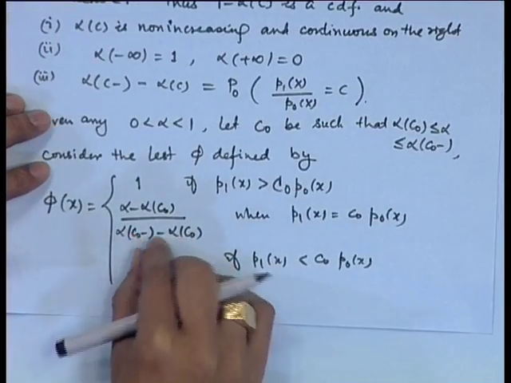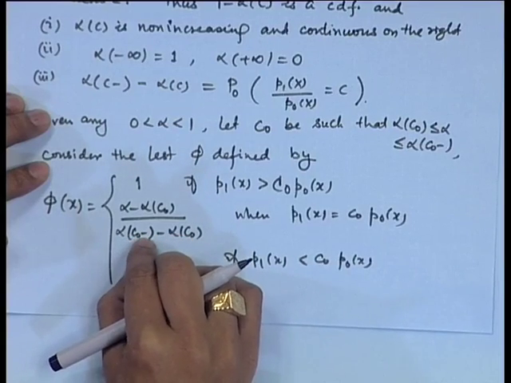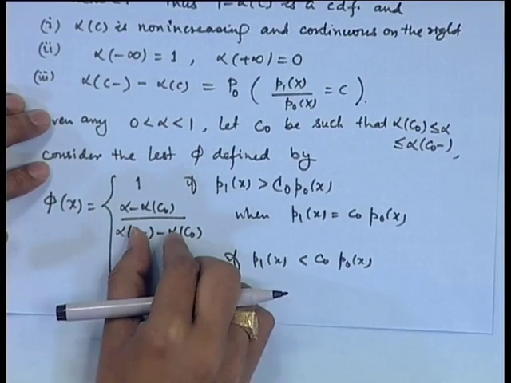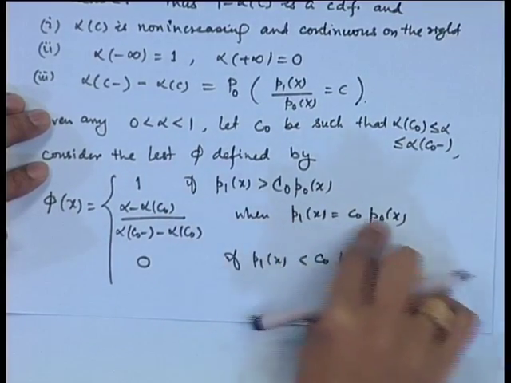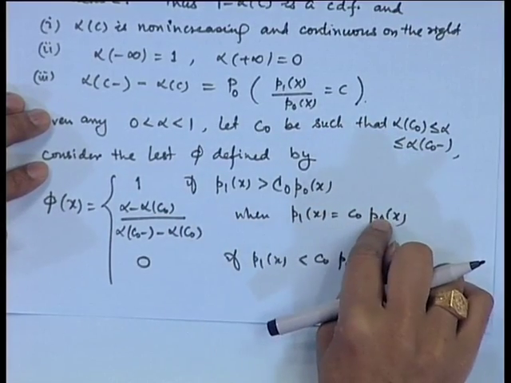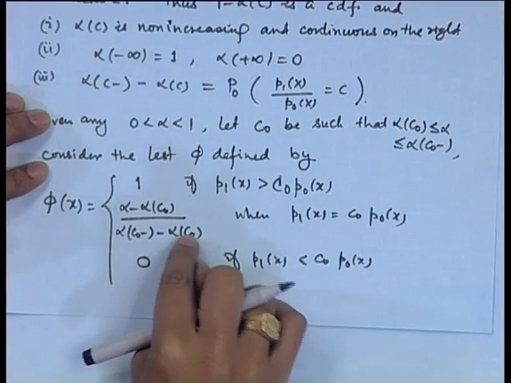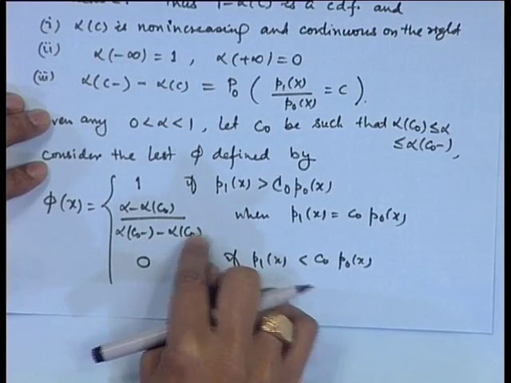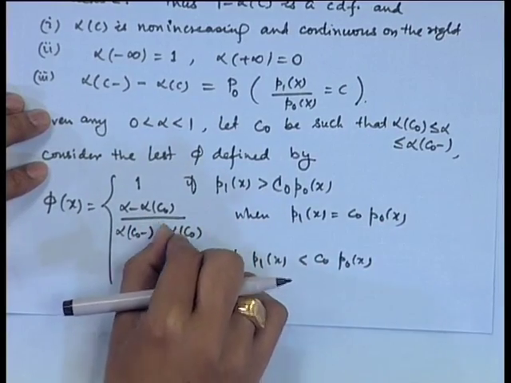So, and of course, as I mentioned, this is meaningful only when alpha C naught is not equal to alpha C naught minus, because if it is a continuous distribution, this will be 0. So, you do not need to define this thing, that means, this is not useful, because the probability of this event will be actually 0. Only in the case of discrete distribution, when the C naught is having a positive probability for the function P 1 x by P naught x, then this value will be of use.